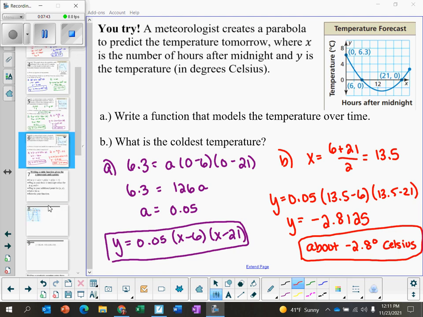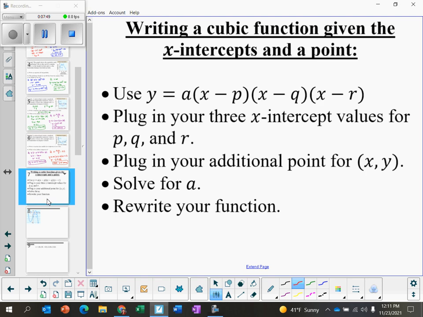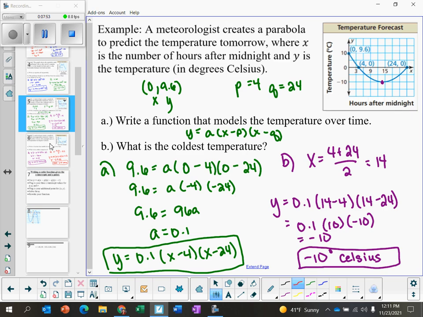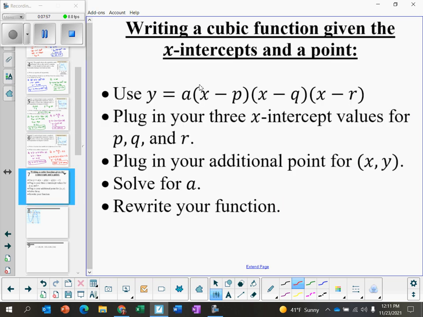Before we talk about making a quadratic with 3 points, we're going to talk about writing a cubic function given the x-intercepts and a point. So just like we did with the two parabolas just here, the two x-intercepts and the point, now we're going to do 3 x-intercepts and a point. So I'm going to add another part here, x minus r, in addition to my x minus p and x minus q. So we're going to plug in the 3 x-intercept values. We're going to plug in our additional point x, y, solve for a, and rewrite.